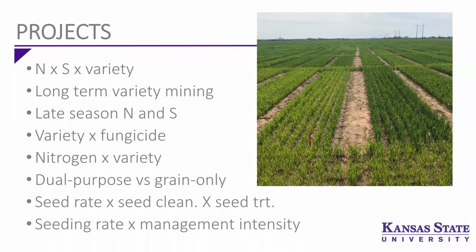Overall, a few projects that I wanted to highlight, and of course, I'm not going to go into all of them. But one that is very important, the first one that you see there, is a nitrogen by sulfur by variety interaction, right? So how do we manage our nitrogen? Do we need to change our sulfur management, and does that depend on variety? I'm going to touch base on that project a little bit more.